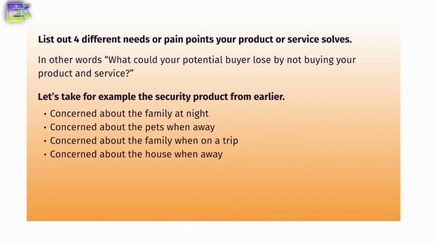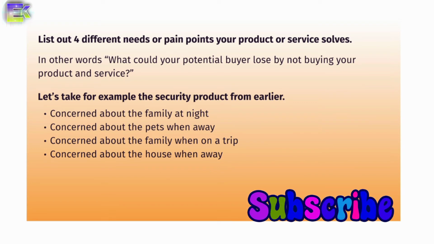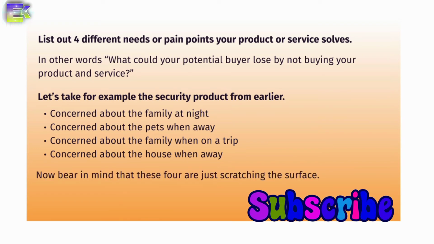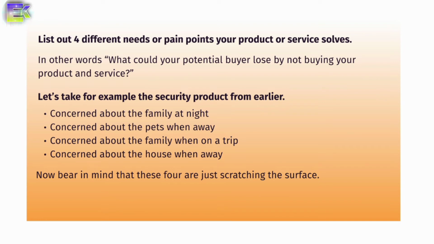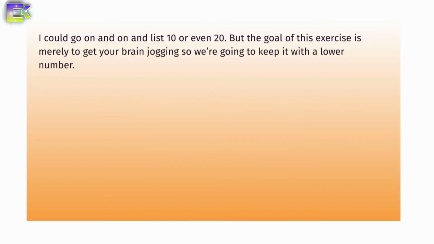Now, some people won't have pets. Some people won't have children. So that's why we try to cover as much as possible. Bear in mind that these 4 are merely scratching the surface. I could go on and list 10 or even 20 if we wanted to. And I advise you, if you can list more, then great. But the goal of this exercise is to merely get your brain jogging so that we're going to keep it with a lower number. But if you can do more, great, do more.